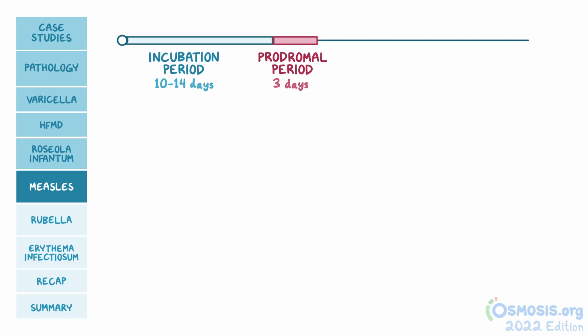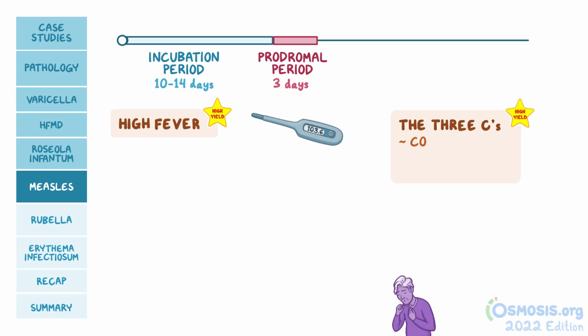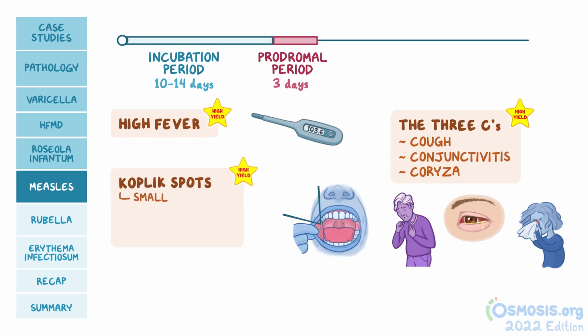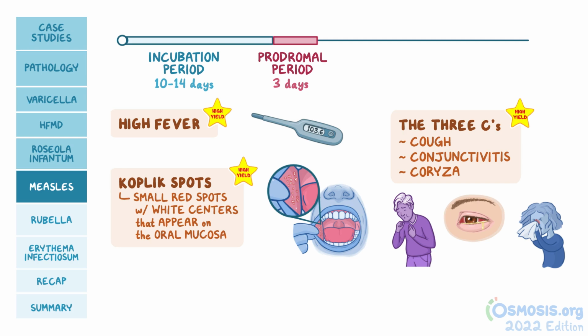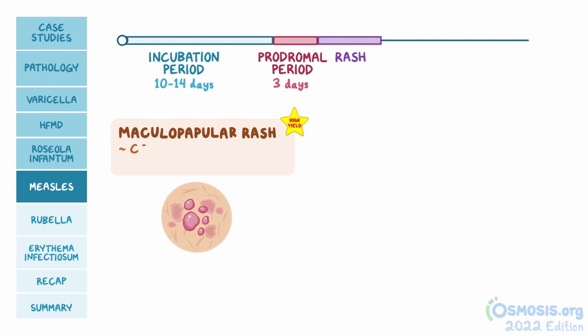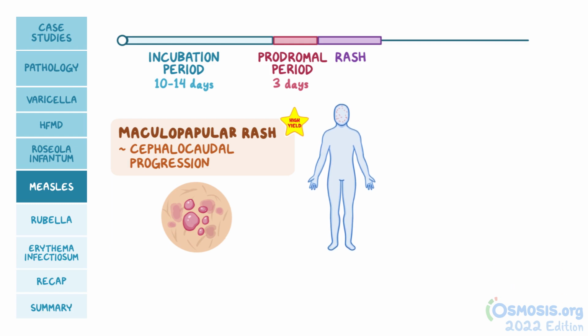During the prodromal period, individuals generally present with a high fever combined with the 3 C's: cough, conjunctivitis, and coryza, or a stuffy nose. In addition, individuals develop Koplik spots, which are small red spots with white centers that appear on the oral mucosa. 1 or 2 days after that, there's a red, blotchy maculopapular rash that spreads in a cephalocaudal progression, so from the head downwards to the extremities, but typically spares the palms and soles. And that's a high-yield fact.